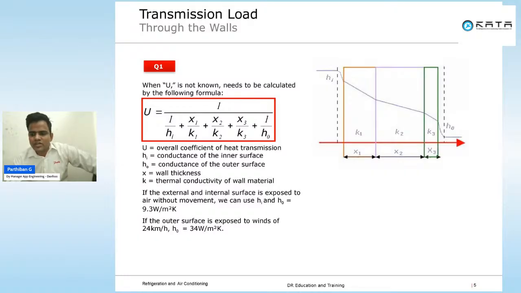It varies with material. For SS, it will be different. For different metals, it will be different. For different insulation materials, it will be different. We will get this data from the suppliers of these materials.